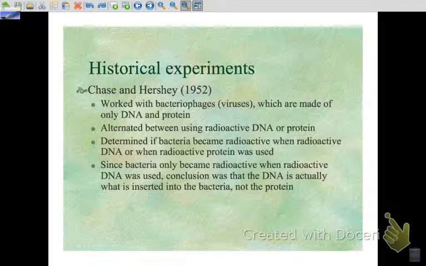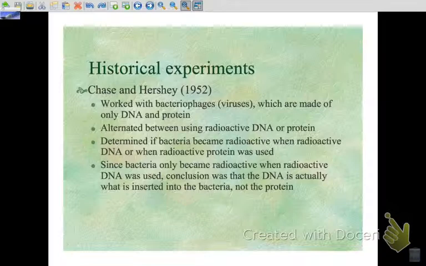What they did was they took some viruses and made the DNA radioactive by making the phosphorus in the DNA radioactive. And they took some viruses and made the protein radioactive, by making the sulfur in the protein radioactive. Depending on which cells became radioactive, either the ones with the viruses with the radioactive DNA or the ones with the radioactive proteins, that's how they would determine which was actually the genetic material inside the cells. I'm going to show you again the animation in a second.